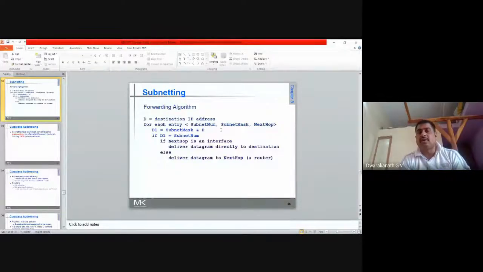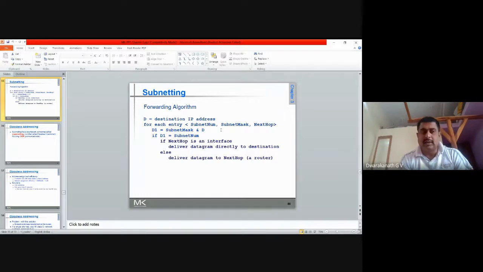D1 is equal to the subnet mask bitwise AND D. Whatever the subnet mask is, and the destination IP address, will be taken as an AND operation. Then that will be D1. If D1 is equal to the subnet number, which means the destination is on the same subnet as the source, then the next hop will be in the same interface, and it will be sent directly to the destination. Else it will be sent to the router. In this way, the communication will keep on being sent.